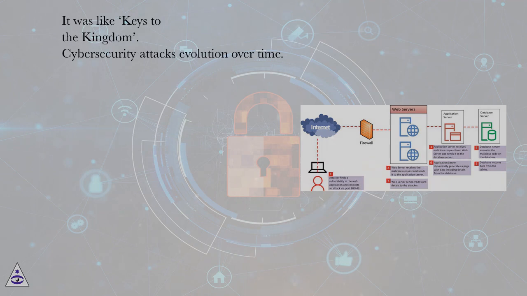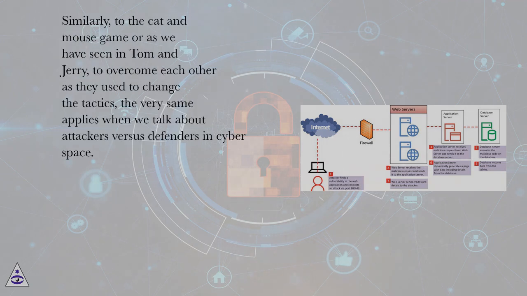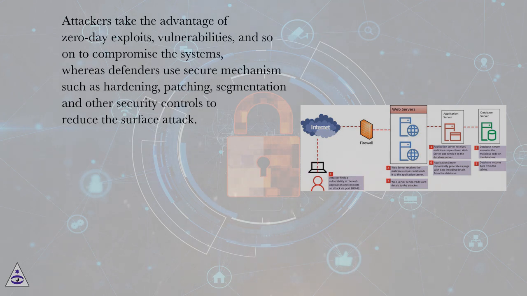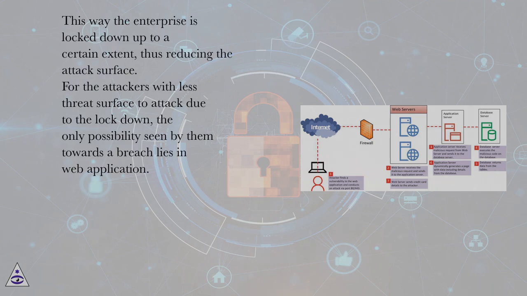Cybersecurity attacks evolution over time. Similarly, to the cat and mouse game, or as we have seen in Tom and Jerry, to overcome each other as they used to change the tactics, the very same applies when we talk about attackers versus defenders in cyberspace. Attackers take the advantage of zero-day exploits, vulnerabilities, and so on to compromise the systems, whereas defenders use secure mechanisms such as hardening, patching, segmentation and other security controls to reduce the attack surface. This way the enterprise is locked down up to a certain extent, thus reducing the attack surface.